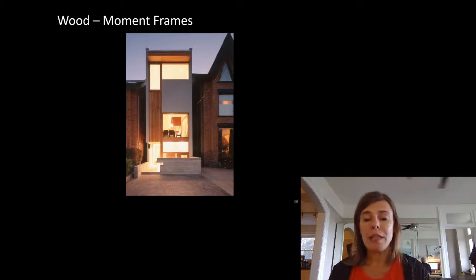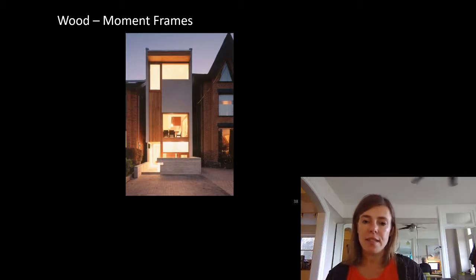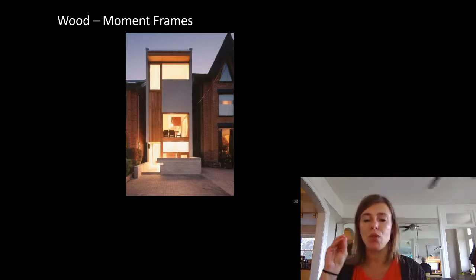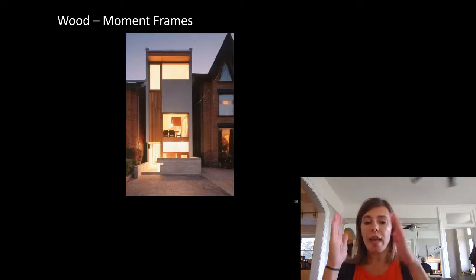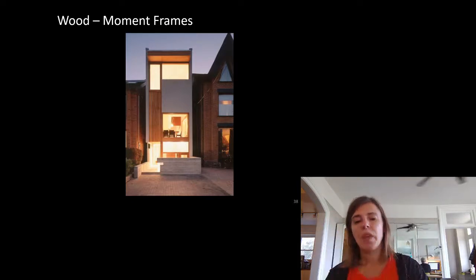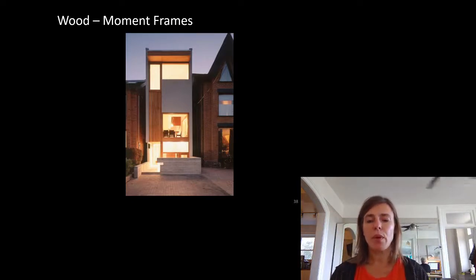I'm going to show you slides at the end of this course that show that even if a moment frame is as strong as a brace frame, it's way less stiff, so it can move more. So some of that was about trying to meet the deflection criteria, but it just cleared the deflection criteria.